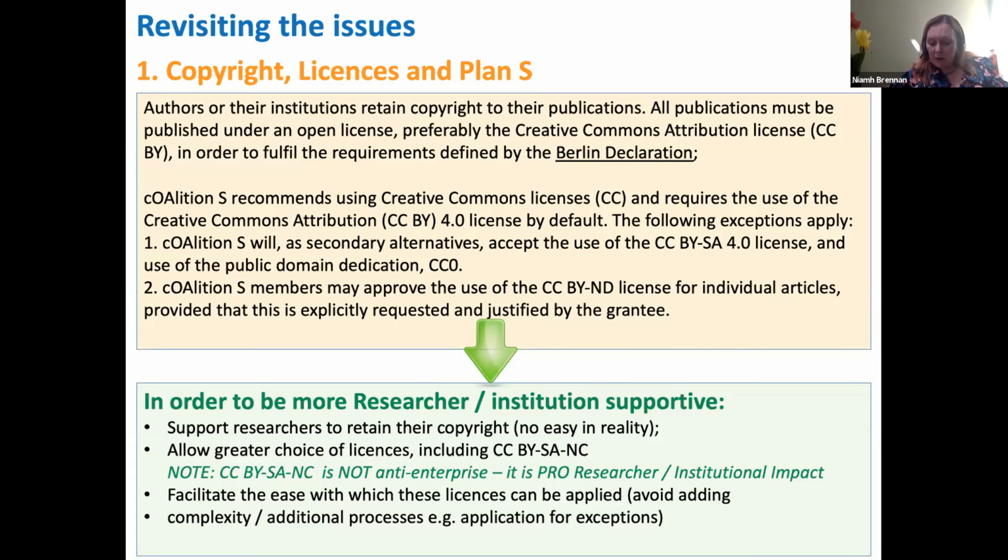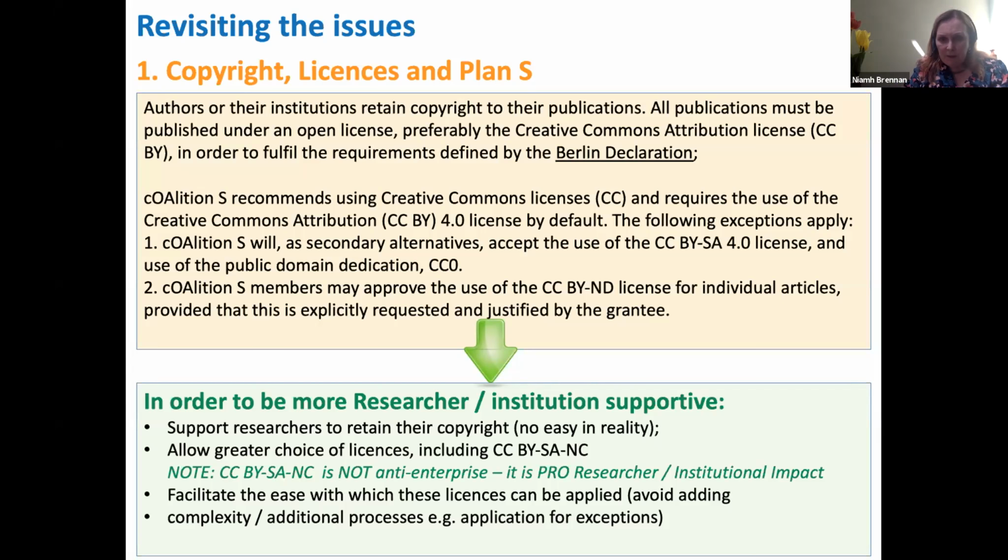I'm going to run out of time, Irina, so I was worried about this, so I'm going to go quite quickly through this. So the issues about copyright, and we're in agreement on this, Johan and myself are, but in order to be more research and institution supportive, I would like to see all of our policies move to support researchers to retain their copyright, and it's not easy in reality.